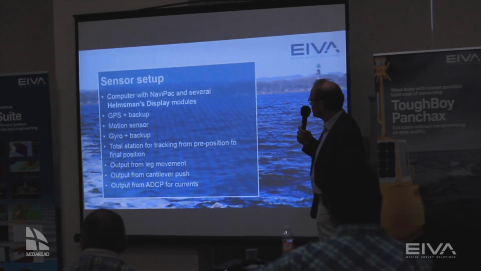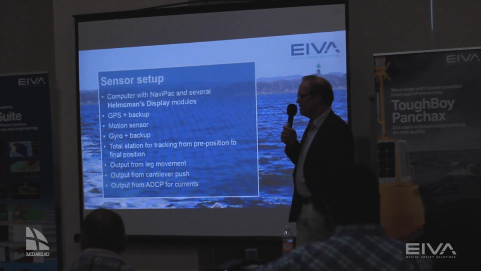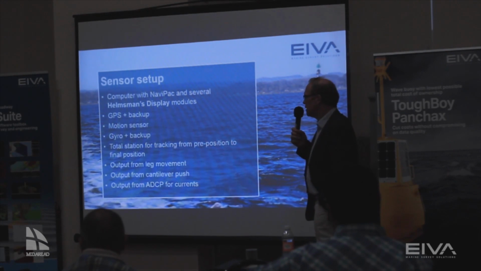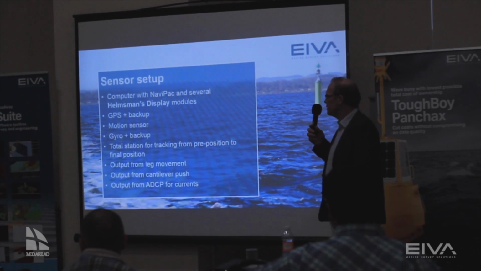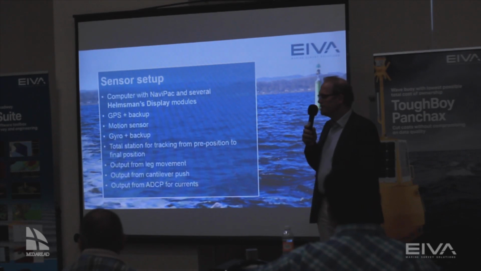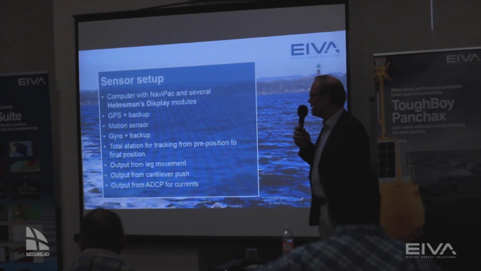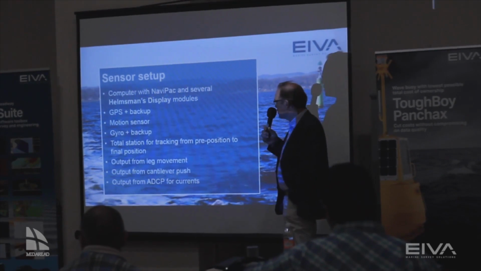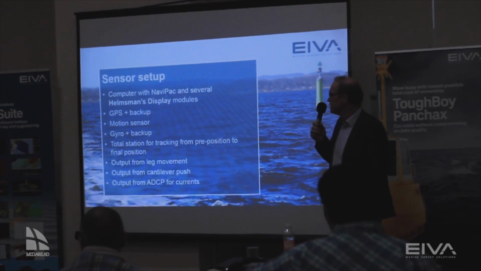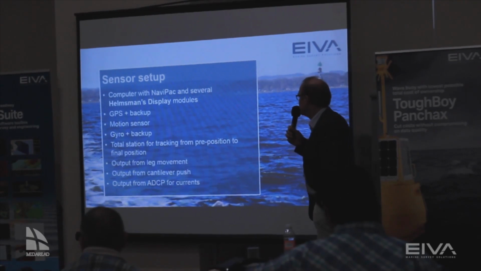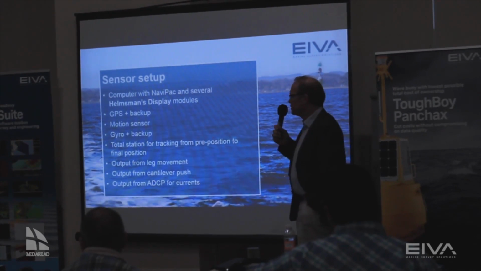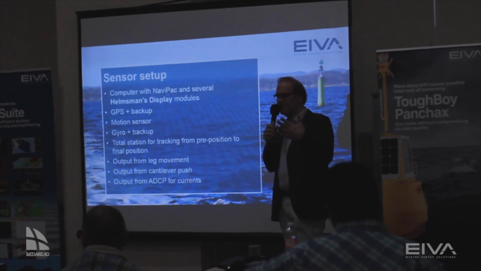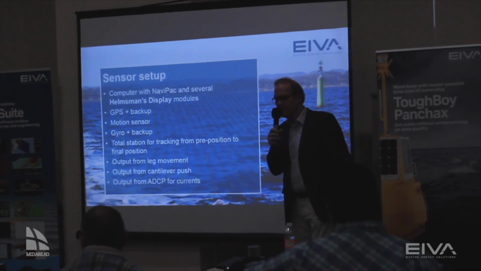Now we come to the positioning sensors. That's normally GPS with backup, motion sensor, and gyro with a backup. If you have more than 2 GPS, so it means 3 GPS antennas, then you can also calculate the motion of the platform directly from the GPS positions. A total station could be used. A total station is a typical survey instrument for tracking the pre-position to the final position. That means, for example, for the cantilever arm or for a pile gripper or something.